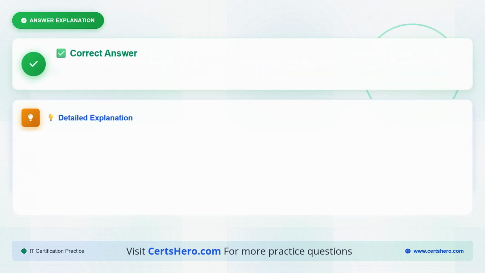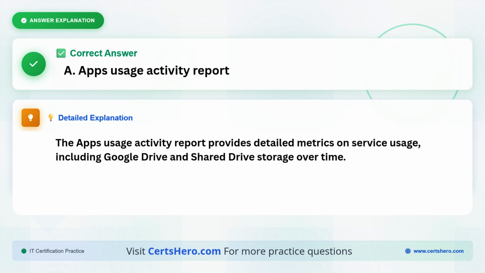The correct answer is A. Apps Usage Activity Report. This report is the place to get detailed metrics on how services are being used, including a breakdown of Google Drive and shared drive storage over time.